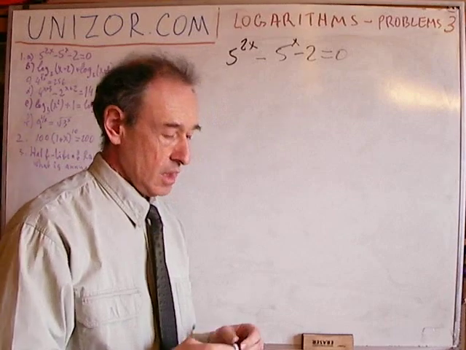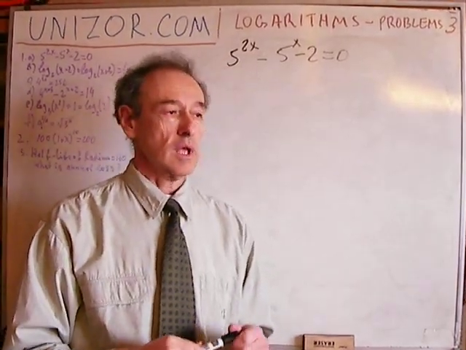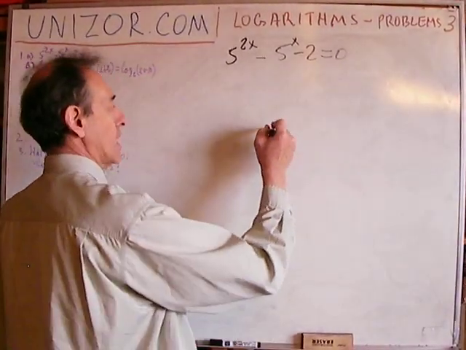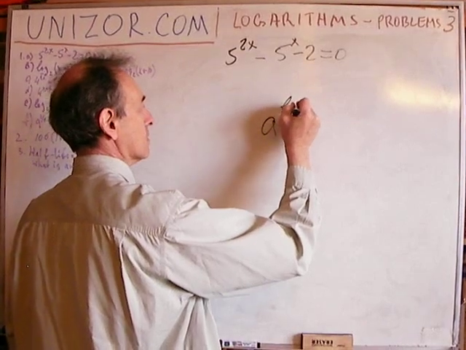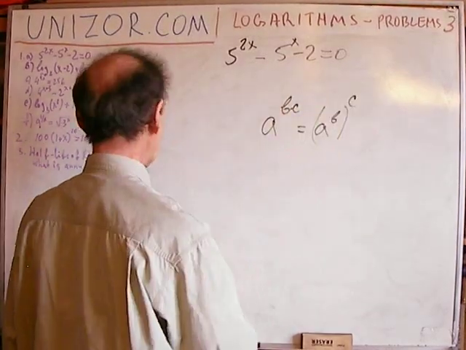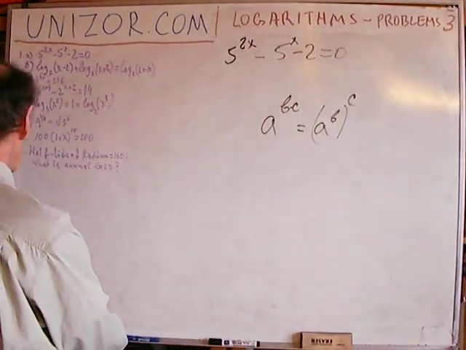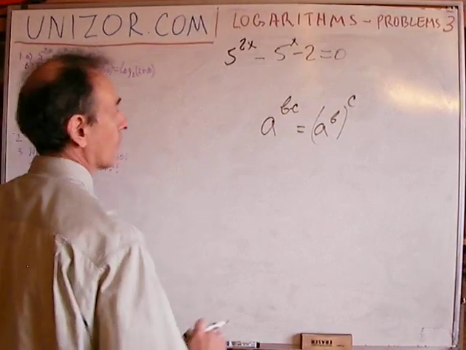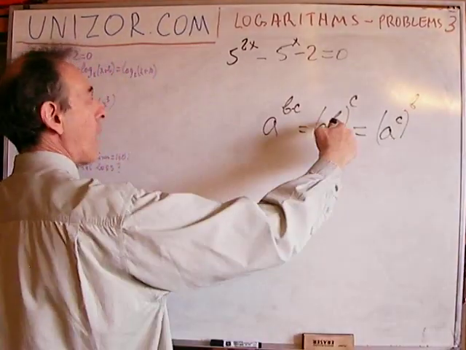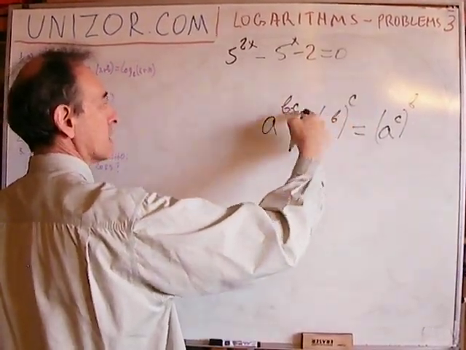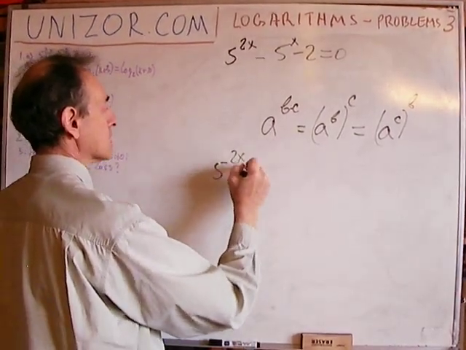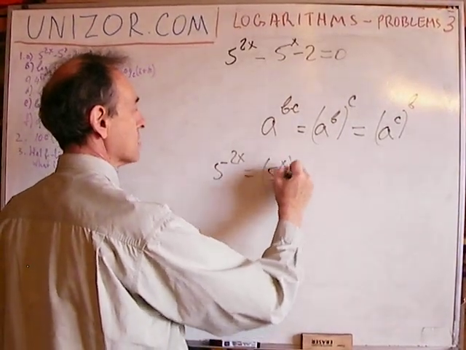All right. This unusually looking equation is really a relatively simple one. And here is why. You know that something like this is actually representable as this, or alternatively as this. So, a power to a power is basically a multiplication of exponents. Therefore, 5 to the 2x can be represented as 5 to the x, to the power of 2.